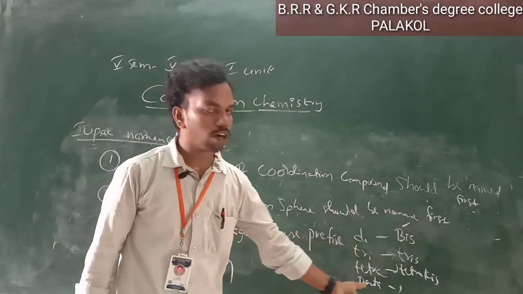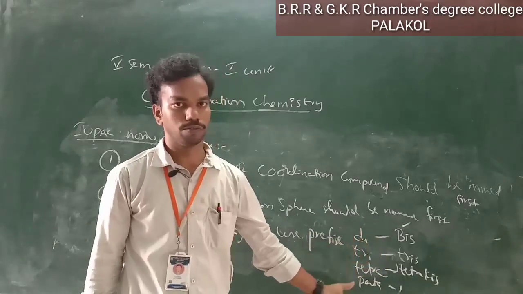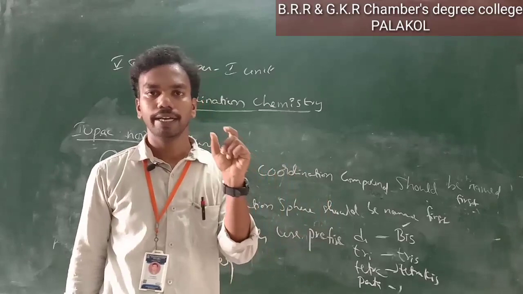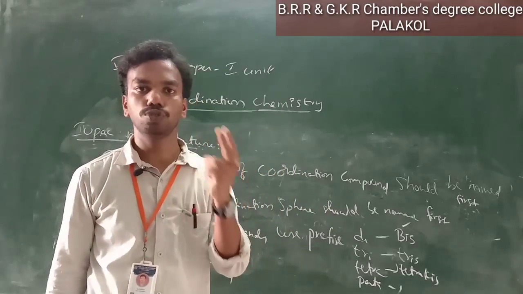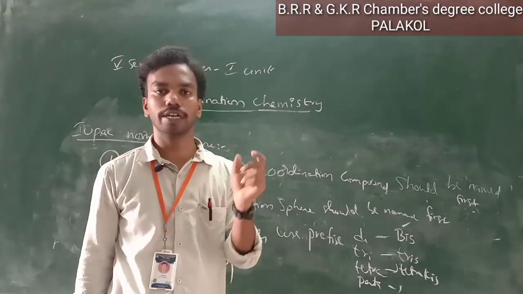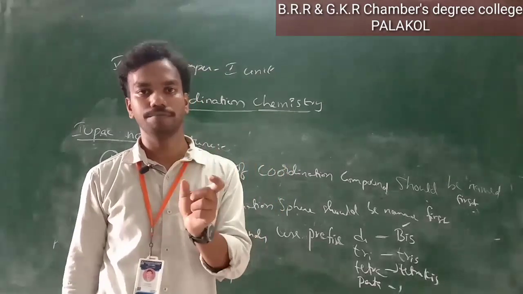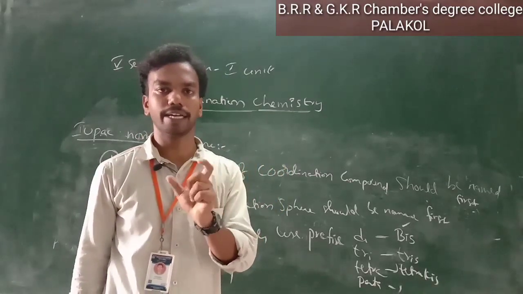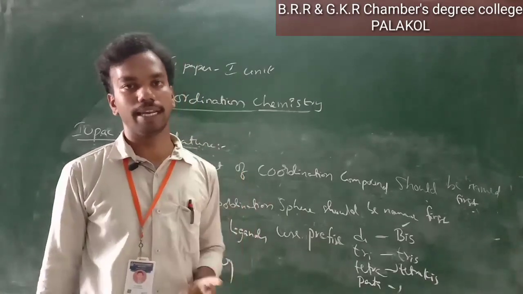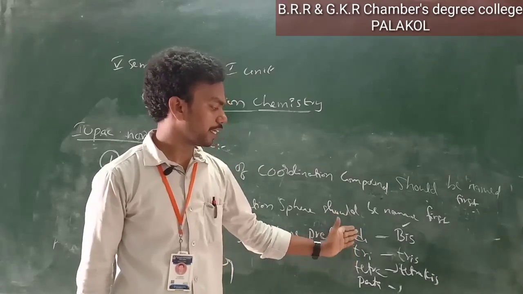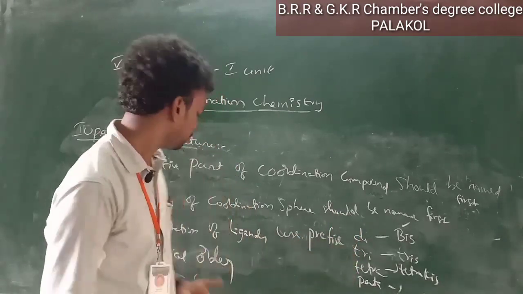And the prefixes like di, tri, you should not consider in the alphabetical order. Should consider only the ligands. If you are having 2 ammonia, you should not consider di, alphabetical order D. You just consider alphabetical order A. Just compare the alphabetical order of the ligand names. You should not consider the numbers. So that is rule number 4.